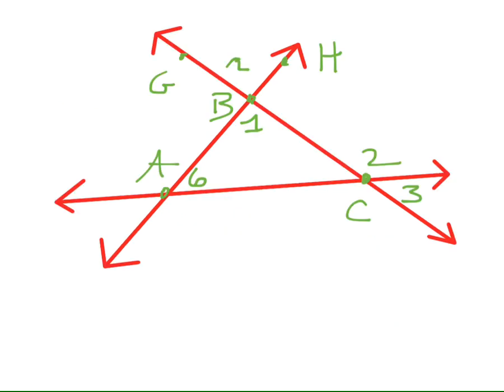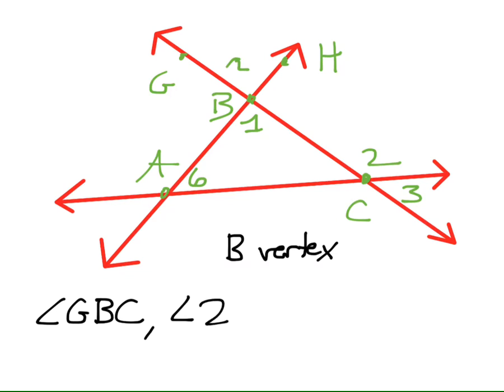Name all of the angles that have B as a vertex. What's one of them? GBC would work. That's a very large angle, but it would be that angle, right? GBC, from here to here to here. That's a very flat, straight angle, but that would work. Angle GBC. Sebastian, what's one? Angle 2 would work. That's talking about this angle right here. What would be another name for angle 2?